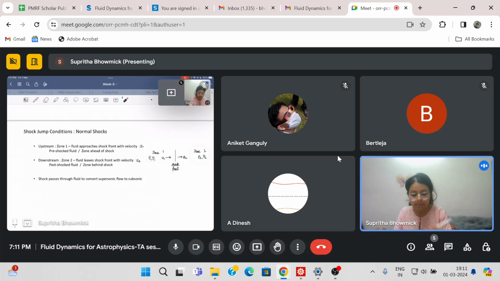Zone 2 is the post-shocked fluid. So the shock front has already affected the fluid over here, and the fluid moves away from the shock front with a certain velocity u2. The density and pressure in zone 2 are denoted by rho 2 and p2. The density, pressure, and velocity in zone 1 are denoted by the subscript 1, and the pre-shock fluid moves towards the shock front to be shocked with this velocity u1. I hope upstream and downstream is clear now.